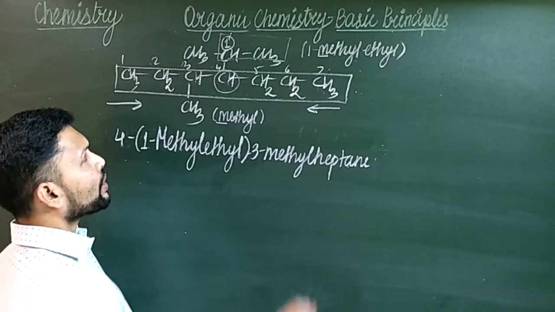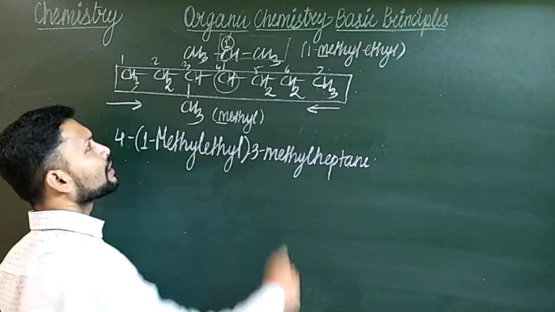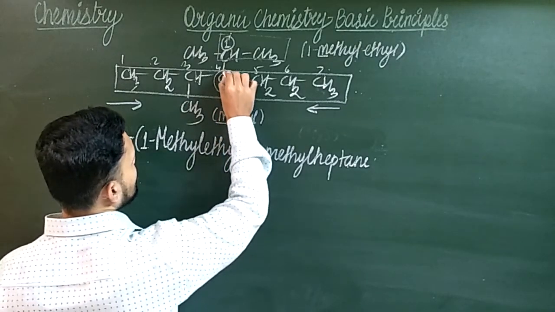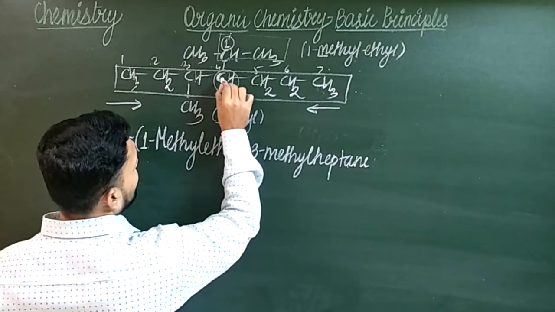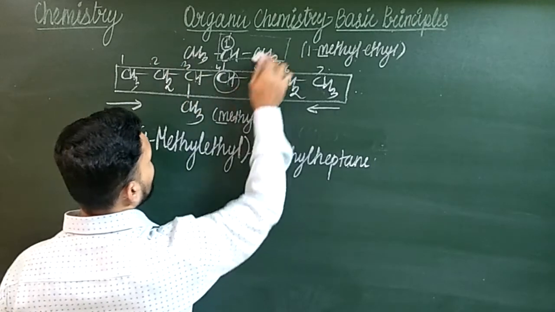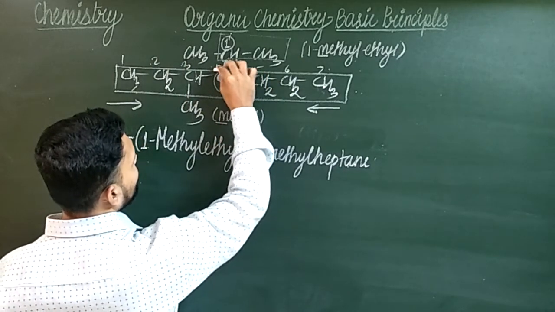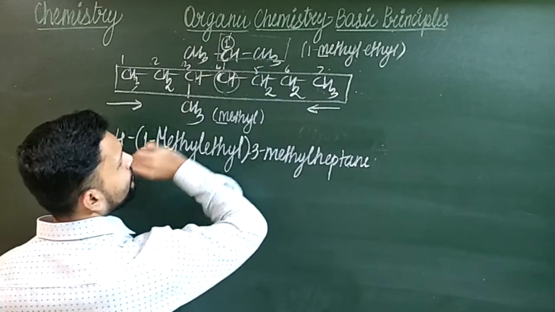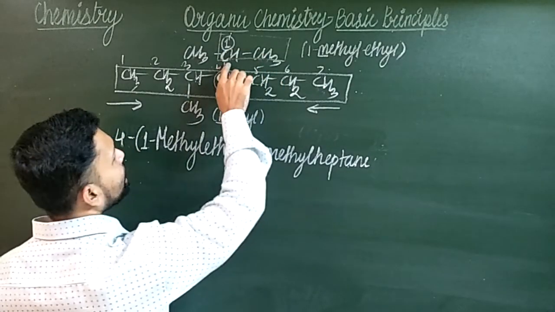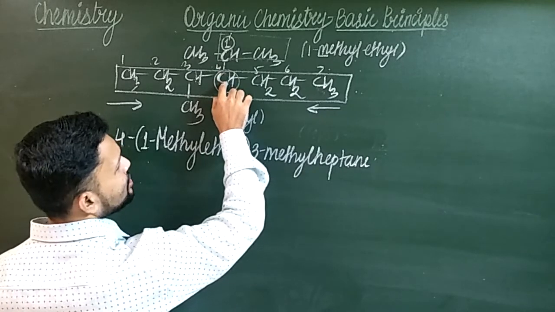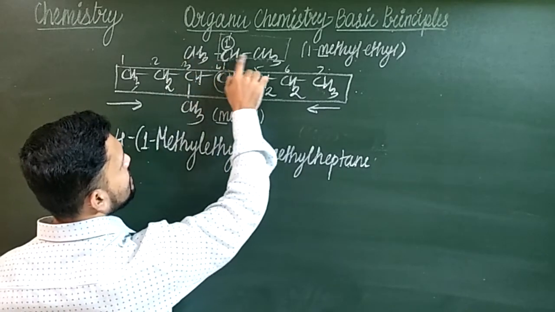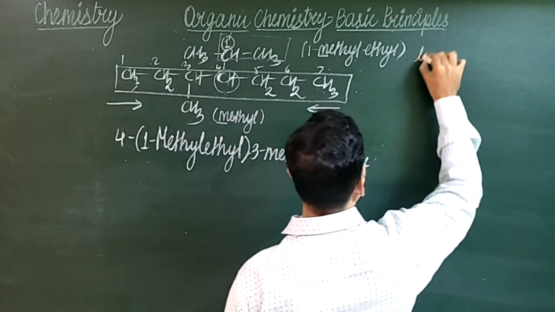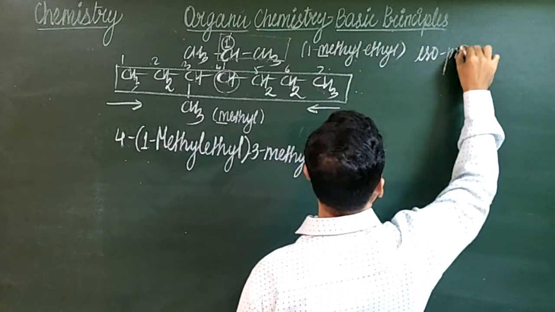And if I want to write this in common naming, just look over here at the branch attached to the main chain. This is a propyl group where the second carbon is attached to the main parent chain. If you look at it, CH3 is written as iso. So this branch can be written as isopropyl.